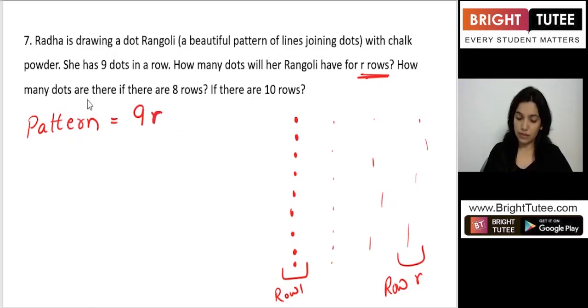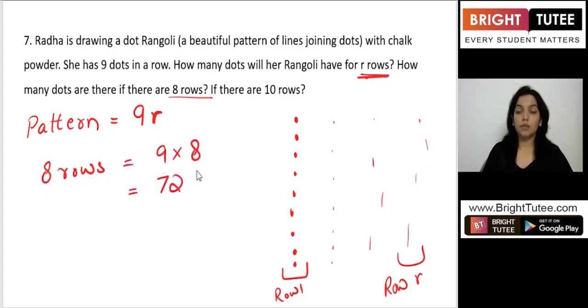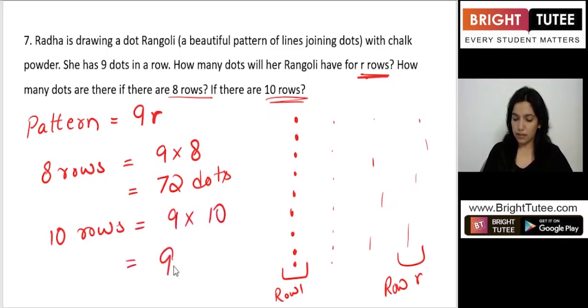So now the question says how many dots will be there in 8 rows. So for 8 rows we need to find, so we will do 9 times 8. I hope this is simple. So there will be a total of 72 dots. Then they are asking for 10 rows. For 10 rows, we will do 9 times 10. That is 90 dots. I hope this is clear and it's really simple.